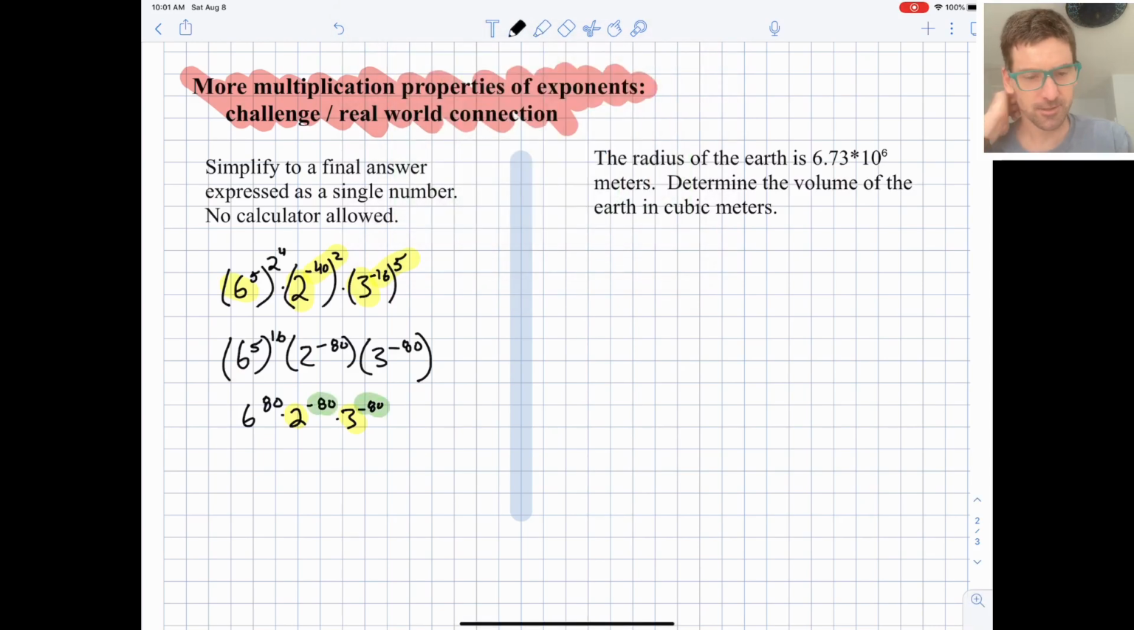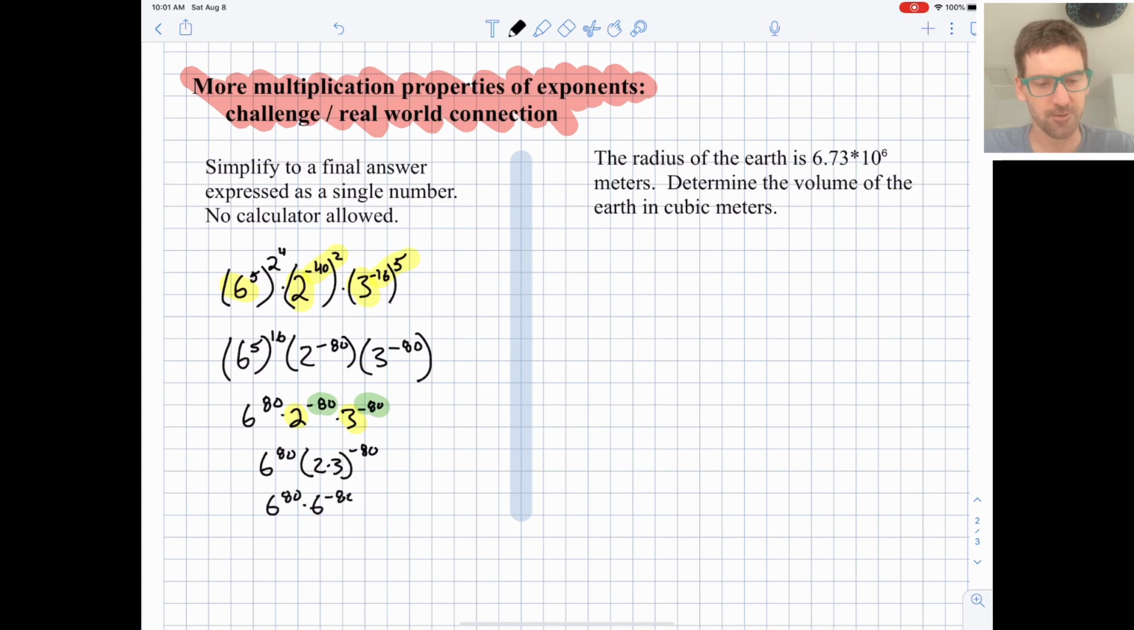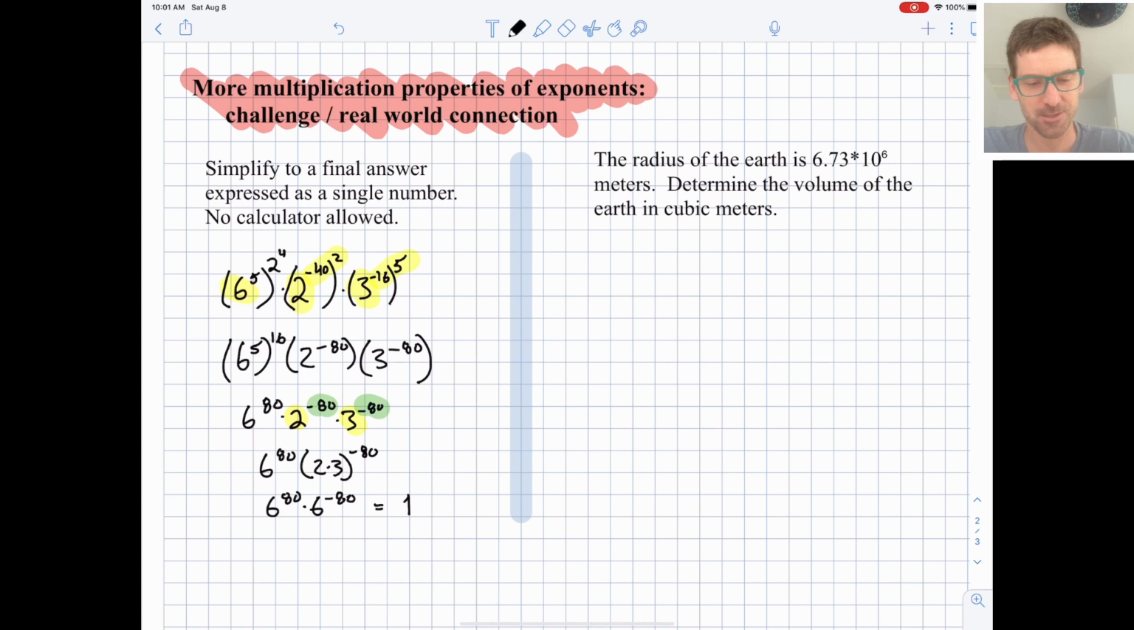Okay, so I'll try to write out all the steps here. This turns into 6 to the 80th times 2 times 3 to the negative 80th. All right, so it's 6 to the 80th times 6 to the negative 80th. And what does that turn into? We have common bases now. We're going to add those exponents together, and we get 6 to the 0, which is 1. So that was kind of cool, that really absolutely intense initial expression with huge exponents simplified all the way down to 1.